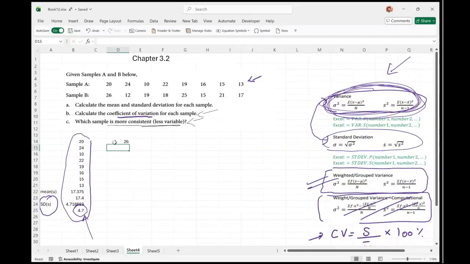All right, now let's talk about sample 2: 12, 19, 18, 25, 15, 21, 17. Then if I were to find the mean, with the symbol μ, equal to average. All right, this is the average value we got.